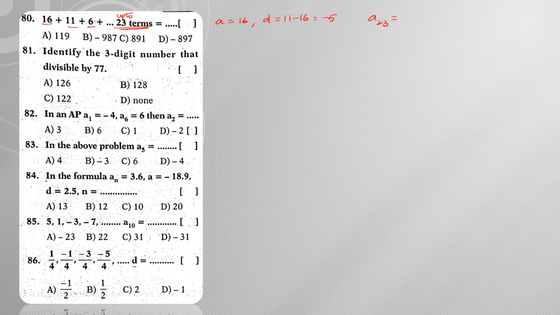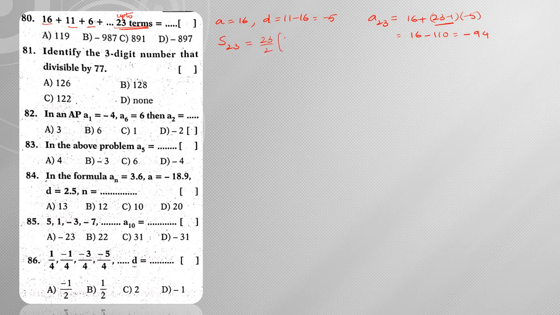So 23rd term is given by a plus 23 minus 1 into common difference, which is minus 5. This gives me 16, 23 minus 1 is 22. What is 22 5s? 22 5s is 110. Right? So 16 minus 110. So what is the value? Minus 94, I think, right? So 110 minus 10 is 100, minus 100 plus 6 is minus 94. So A23 we got.